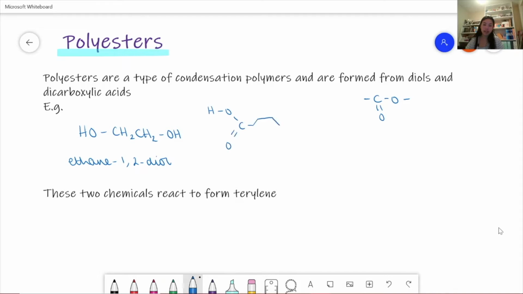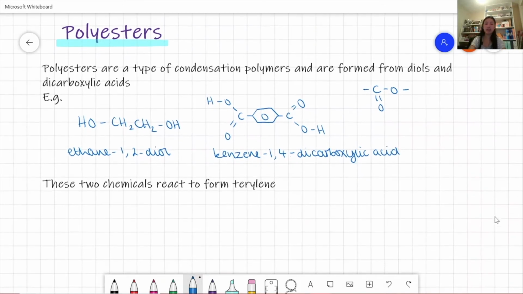And we have benzene 1,4-dicarboxylic acid, which looks like this. We have a benzene, carbon double bond O, and then OH, on each side. So this is benzene 1,4-dicarboxylic acid. These two chemicals actually react to form terylene, which is a polyester.